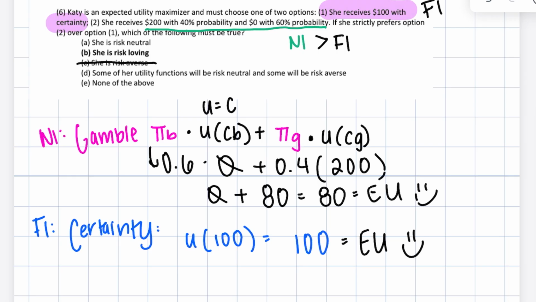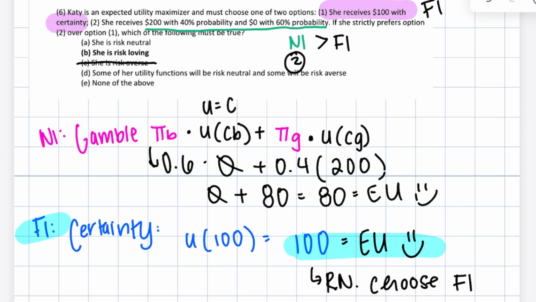That means that a risk-neutral individual is going to choose to fully insure, right? It gives her a higher expected utility. So a risk-neutral individual is going to choose full insurance. However, we see that Katie chose option 2 over option 1, right? She chose no insurance over full insurance. And so if she's choosing no insurance, she can't be risk neutral because a risk neutral individual would have chosen that full insurance. Therefore, Katie must be risk loving.